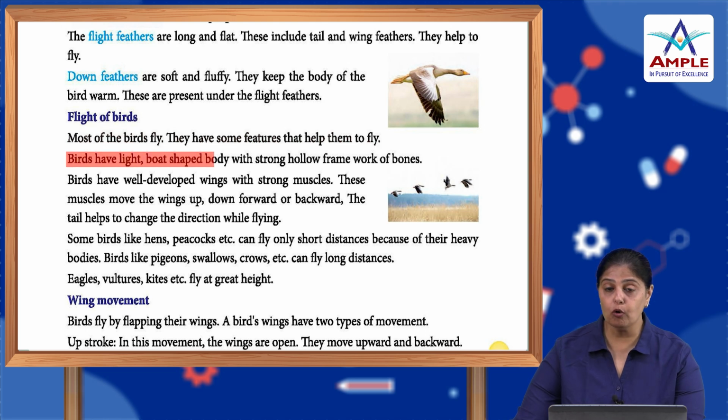Birds have light boat-shaped body with strong hollow framework of bones. Birds have well-developed wings with strong muscles. These muscles move the wings up, down, forward or backward. The tail helps to change the direction while flying.